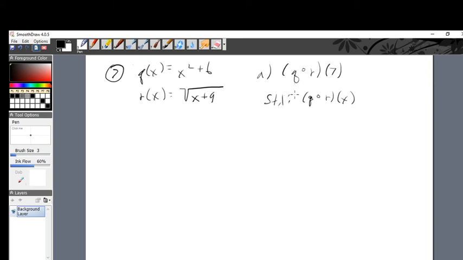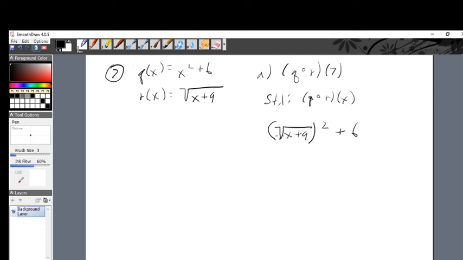So how do I do that? What comes first? The q comes first, right? So what does the q say? It says x squared plus 6. So I write blank squared plus 6, waiting for input. What's the input supposed to be? It'll be the r. Look at the r function. The r function is the square root of x plus 9.